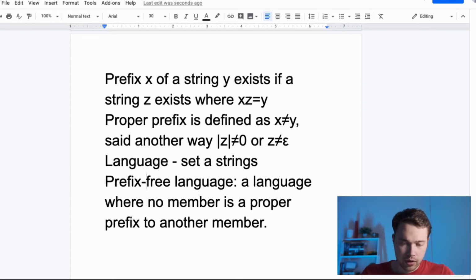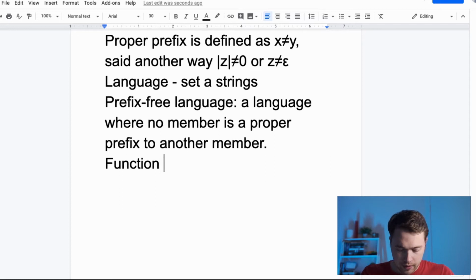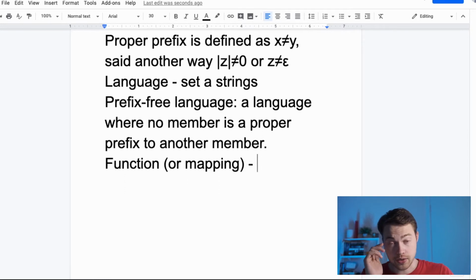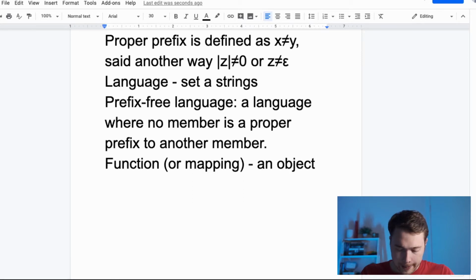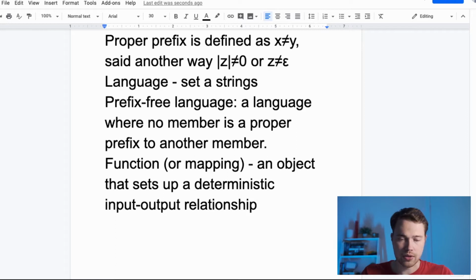Moving on. Function, or mapping. So that's probably what you guys learned in discrete math. It is an object that sets up a deterministic input-output relationship. So basically f of A is equal to B.